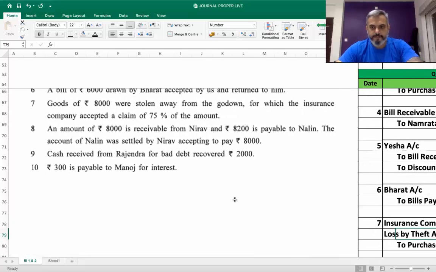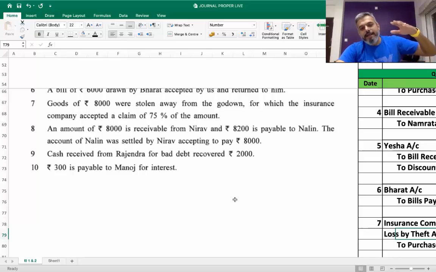Eight is an interesting one. Amount of 8,000 is receivable from Nirav and 8,200 is payable to Nalin. The account of Nalin was settled by Nirav accepting to pay 8,000. Now let's understand this. We had to receive 8,000 from Nirav. Nirav is in Ahmedabad. I had to pay 8,200 to Nalin. Nalin is also in Ahmedabad.